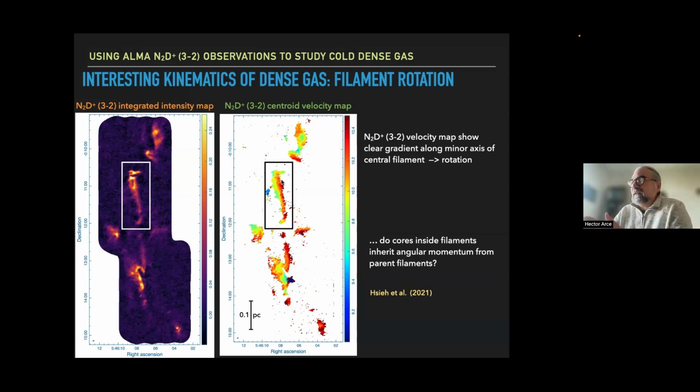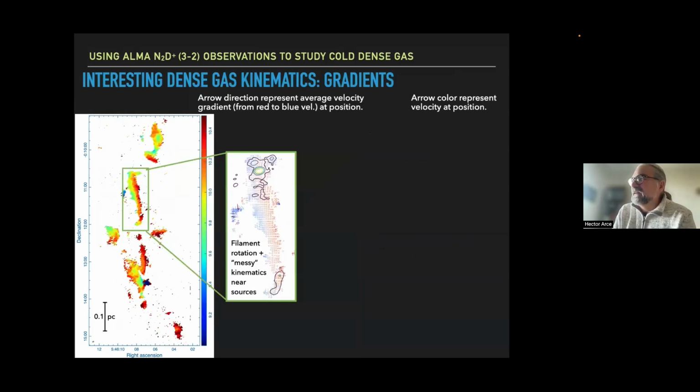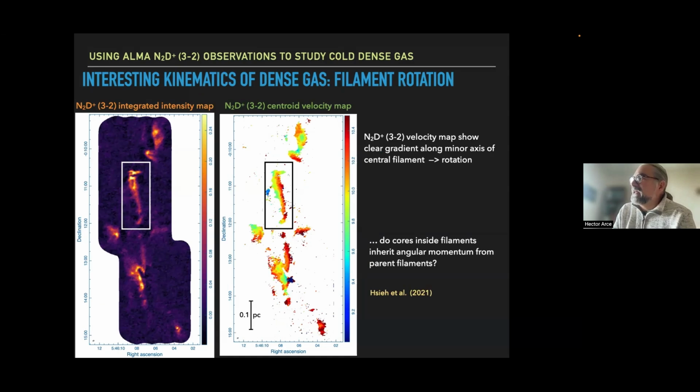In this particular case, this is what we think is the first filament that we see rotating like that. We didn't think, from our results, that the cores inside that filament were inheriting the angular momentum from the filament. It looks like, at least in this case, the cores and the filament form at the same time and don't have any effect on each other. But this is just one source. Similar studies should be done in order to understand what's happening here.